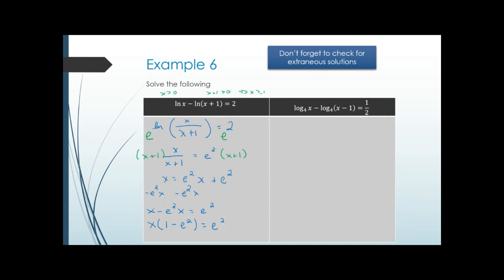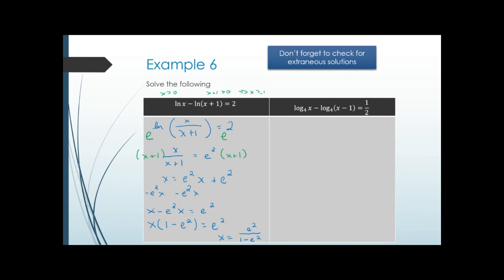And then we solve for x by dividing on both sides. I'm running out of room here. X equals, I'm going to move this slightly over, x equals e squared over 1 minus e squared. So now we need to make sure that is greater than 0.